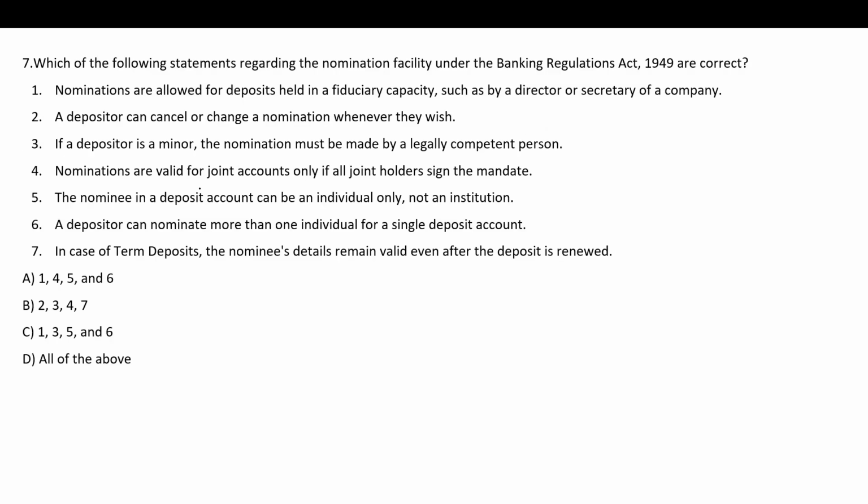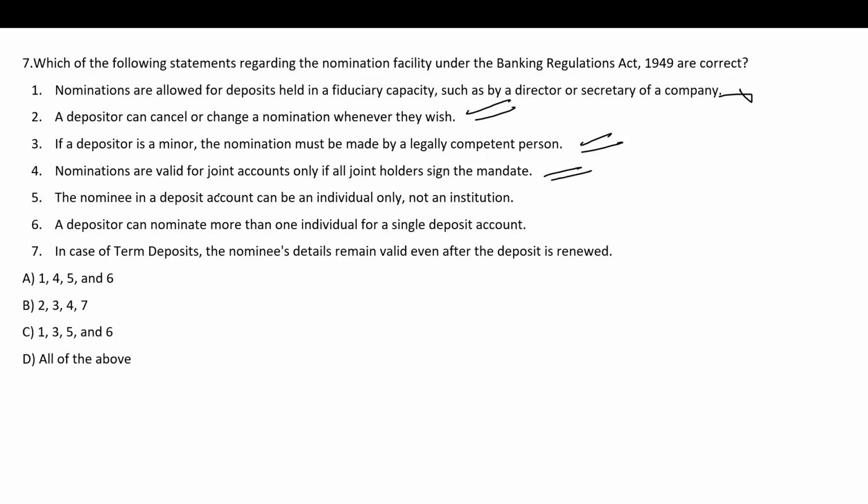Which of the following statements regarding the nomination facility under Banking Regulation Act are correct? Nominations are allowed for deposits held in fiduciary capacity. So nominations are not allowed. So this statement is not correct for fiduciary capacity. A depositor can cancel or change a nomination whenever they wish. Yes, this is correct. If the depositor is minor, the nomination must be made by a legally competent person. This is correct.